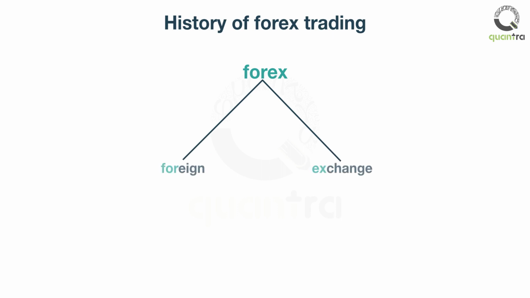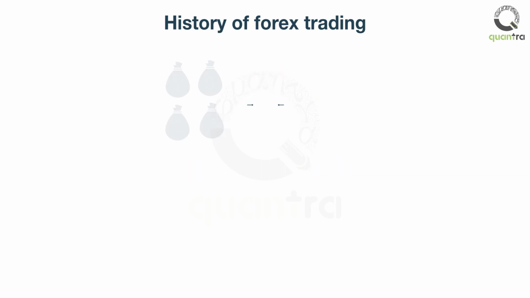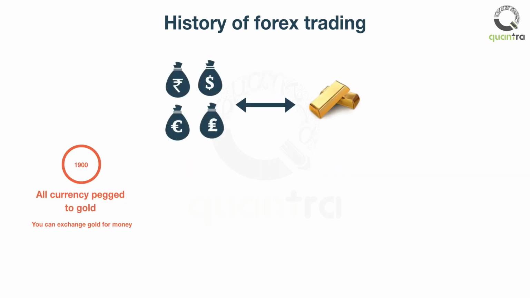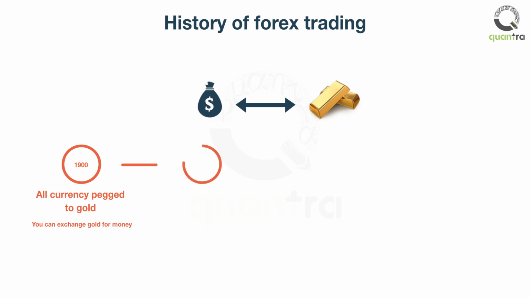The word Forex is short for foreign exchange. Before 1944, all the world currencies were pegged to gold. In other words, the currency could be exchanged for gold directly. In 1944, through the Bretton Woods Agreement, the US dollar became the world's reserve currency. As per this agreement, all the currencies were pegged to dollar and the dollar in turn was pegged to the gold. This was known as the gold standard.